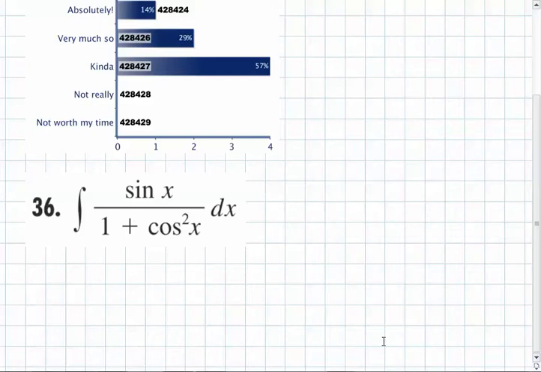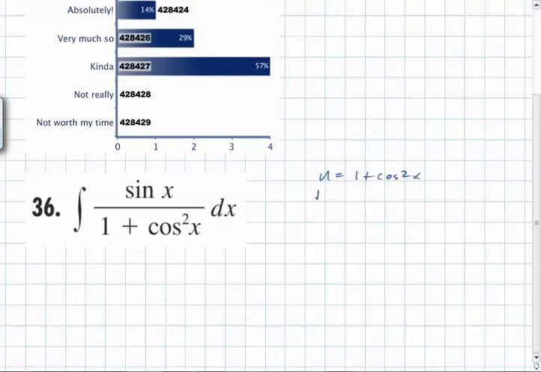Nice indefinite integral. What's the first thing you might try to do? Simplify. Okay, so what do you want u to be? 1 plus cosine. Well, let's try 1 plus cosine squared x.